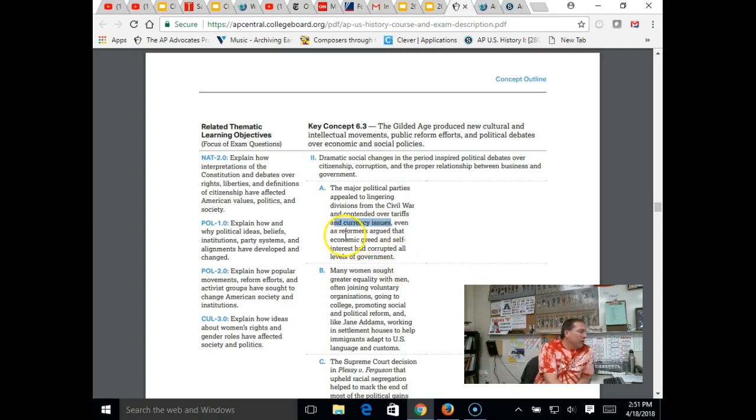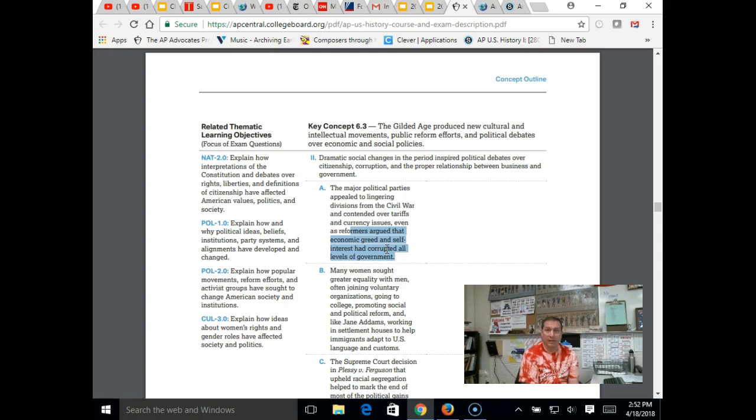You're going to have reformers arguing that self-interest and economic greed has corrupted all levels of government. So let me give you some phrases to use with that. Remember, this is the era of the spoils system. And with political machines, this is the era of graft, where they're trying to figure out ways to scam money out of the government. The most corrupt of the presidencies in the late 1800s is Ulysses S. Grant. And so let me run you through the scandals that we talked about with him.